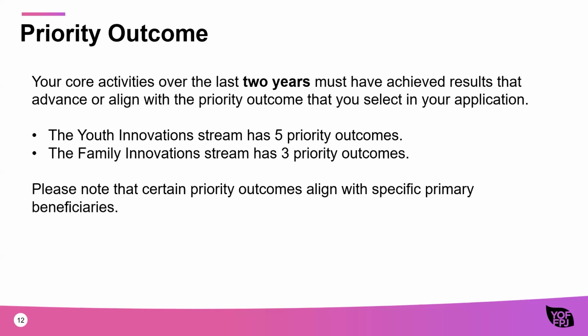In the Youth Innovation Stream, there are 5 priority outcomes. Groups must select and advance one of these priority outcomes. And in the Family Innovation Stream, there are 3 priority outcomes. Groups must select and advance one of these priority outcomes.